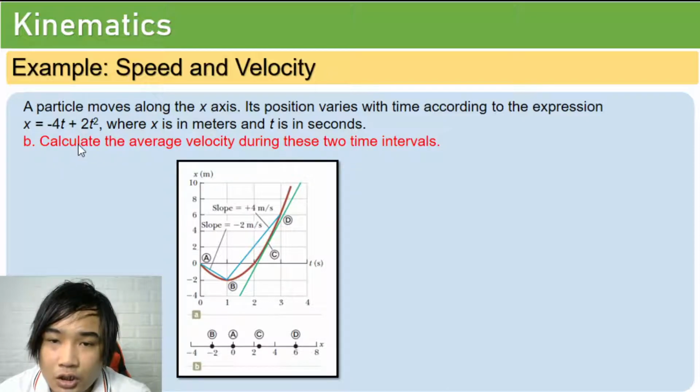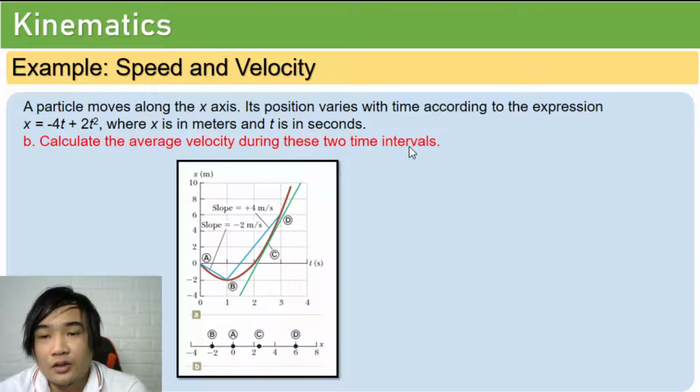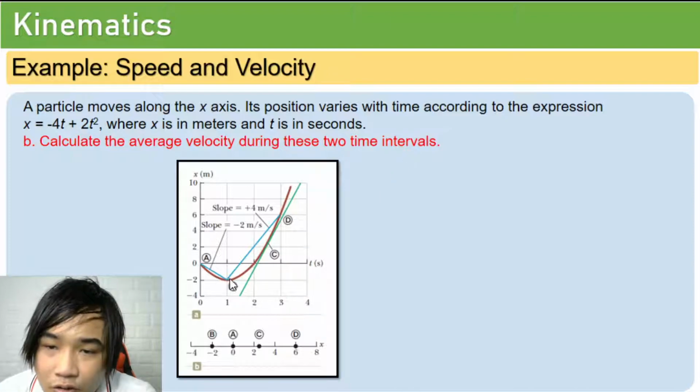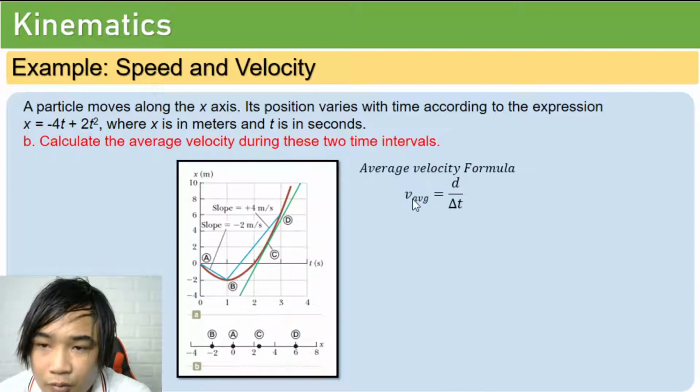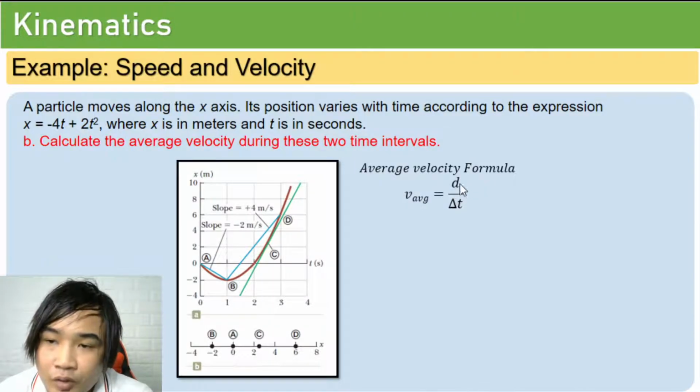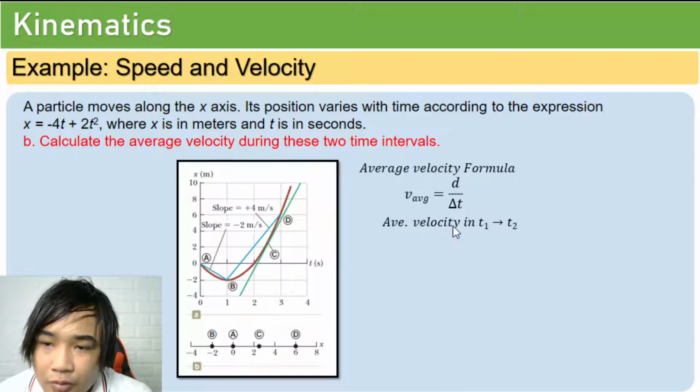Then, meron tayo dito, calculate the average velocity during this 2-time interval. So, pagka average speed, kailangan yung blue line lang siya. Ito, slope lang siya, average speed. Ay, average velocity. Formula natin, average velocity, displacement divided by time. So, yung average velocity from time 1 to time 2.